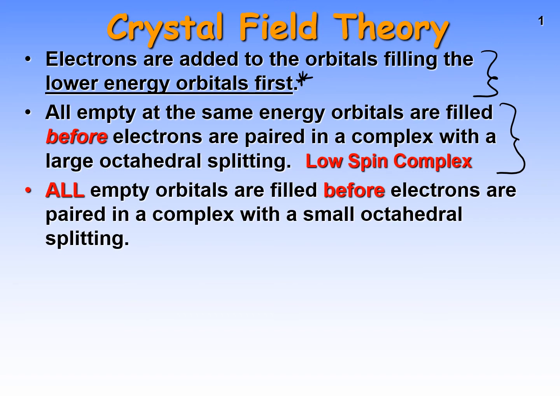In another scenario, and this is where this rule has an exception, sometimes when the gap between our orbital energy levels is small enough, we fill all of the empty orbitals with one electron before pairing any of them, regardless of whether they're at the same energy or not. This is what we call a high spin complex.